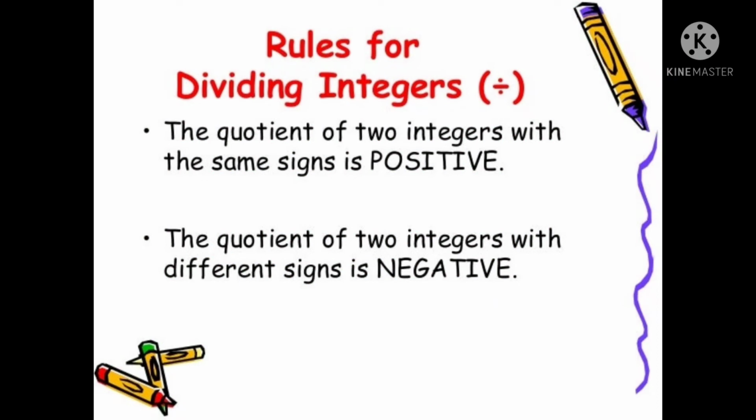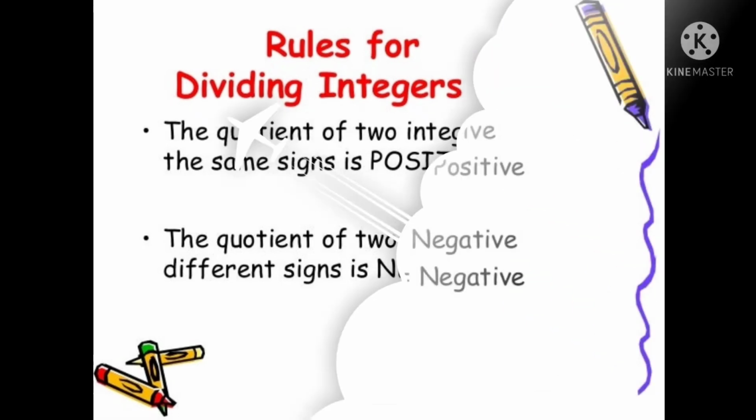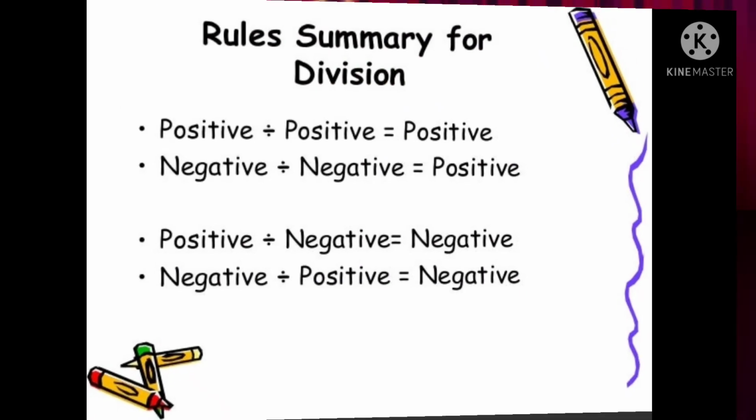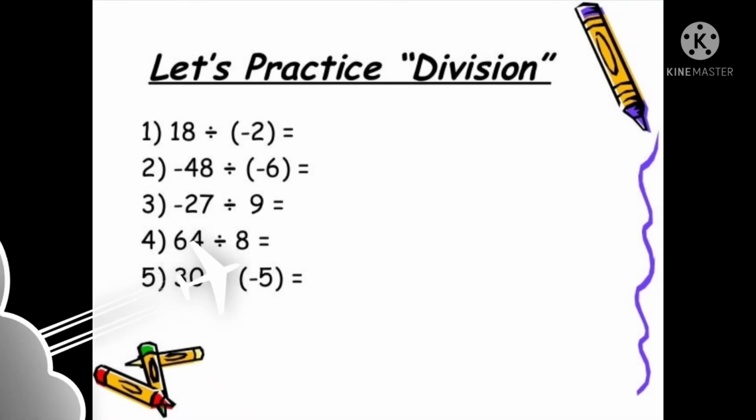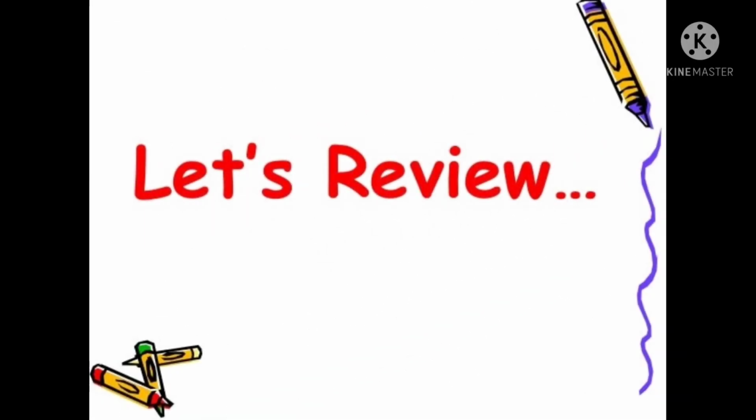Rules for dividing integers. The quotient of two integers with the same signs is positive. The quotient of two integers with different signs is negative. Now, answer the following. Let's review.